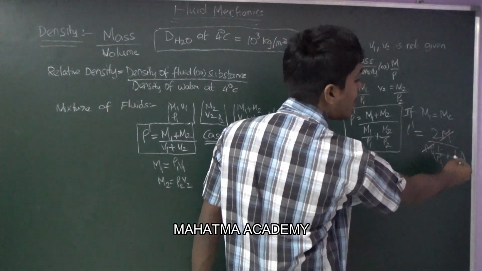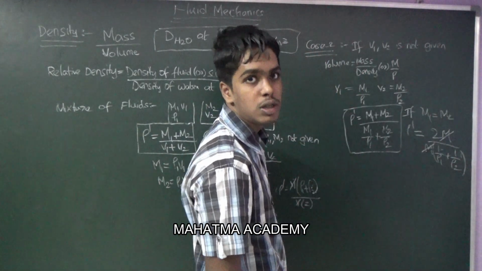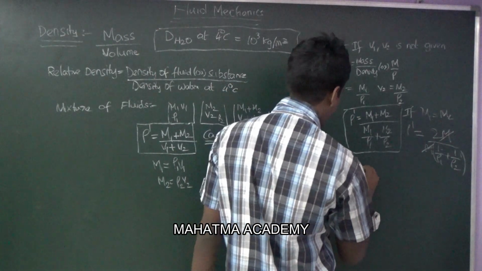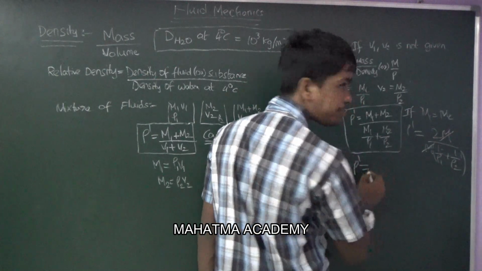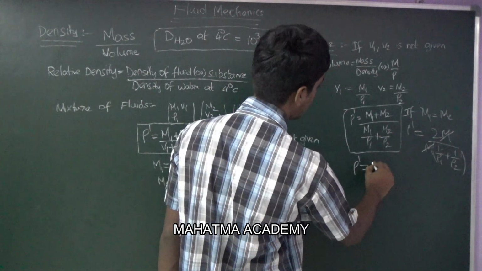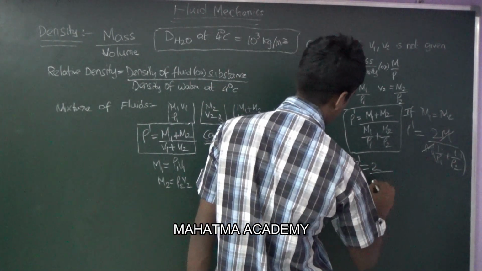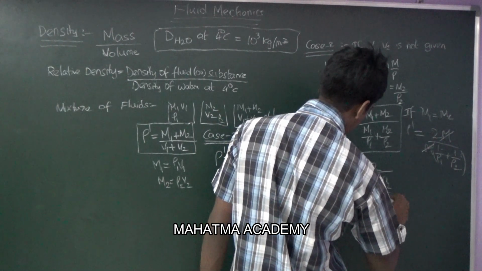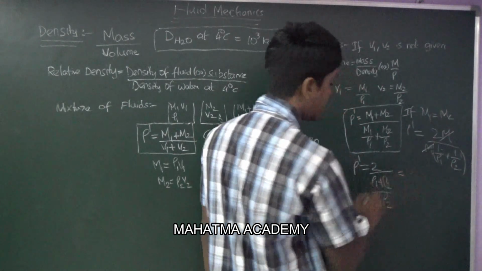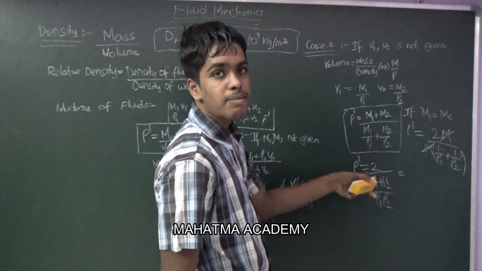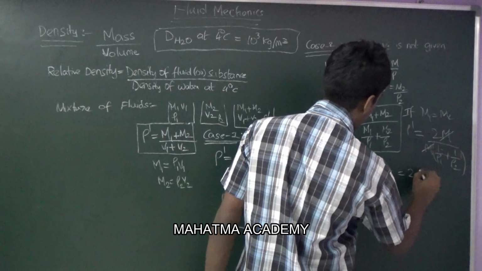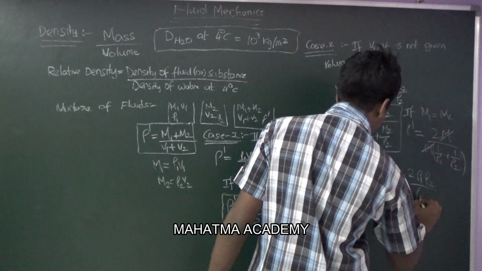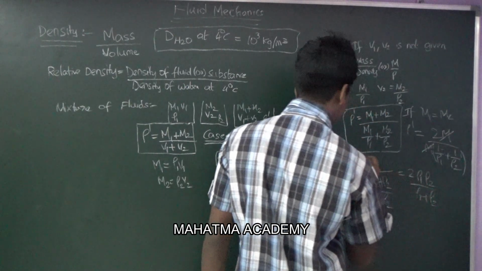So 1 upon rho 1 plus 1 upon rho 2 gives rise to rho 1 plus rho 2 upon rho 1 rho 2. Rho dash is equal to 2 upon rho 1 plus rho 2 upon rho 1 rho 2. So if rho 1 rho 2 comes upside, rho dash is 2 rho 1 rho 2 upon rho 1 plus rho 2.